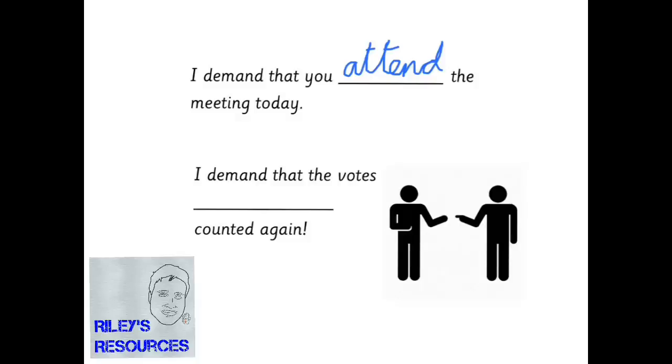And the second one, I demand that the votes something counted again. Well, they have to be counted, don't they? And actually, it's as simple as that. I demand that the votes be counted again. Again, present tense verbs after a demand, even though we want something to happen in the future.